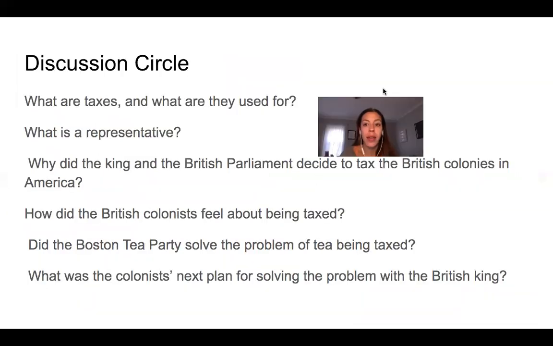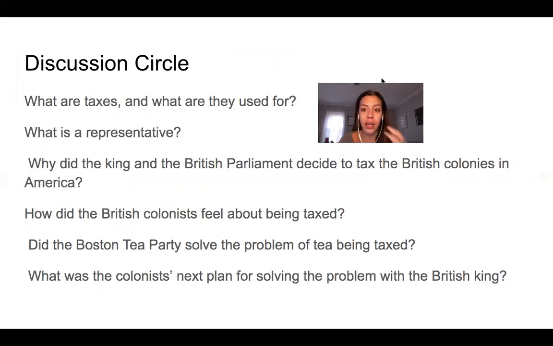So now we have some discussion questions after reading our second part of A New Nation, American Independence. The first question is about taxes and what they're used for. Taxes were a really important part of this story because the whole reason the colonists got angry at the king was because of taxes. It was because of the money and the fact that the colonists didn't have a say in how they felt about the taxes.